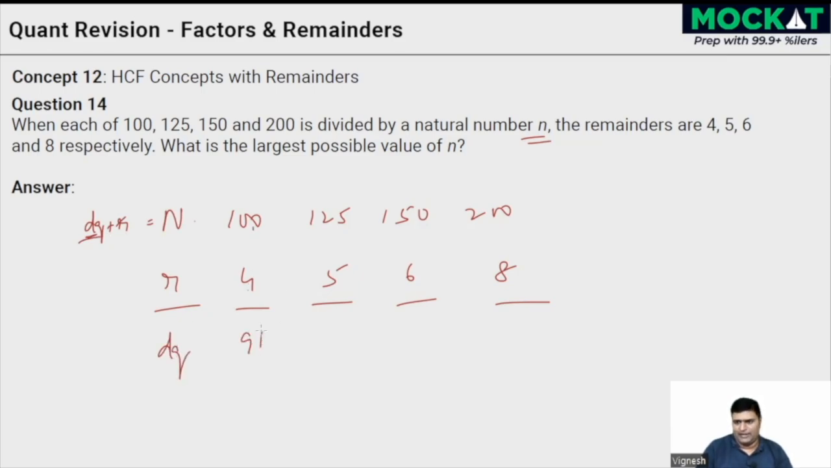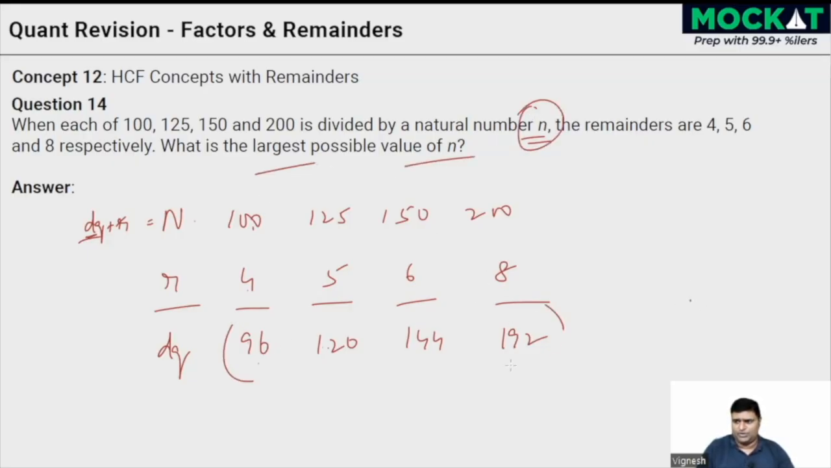100 minus 4 is 96. 125 minus 5 is 120, then 144, and 192. That means once I get rid of the remainder, that number is divisible by the divisor. From 100, if I get rid of 4, 96 is divisible by the divisor. 125, if I get rid of the 5, 120 is divisible by the divisor. So 96, 120, 144, 192 are all divisible by that natural number n. What is the largest possible value n can take?